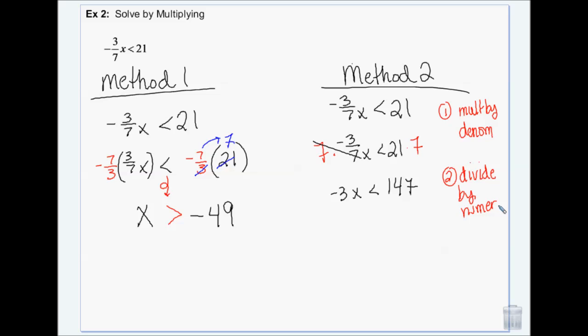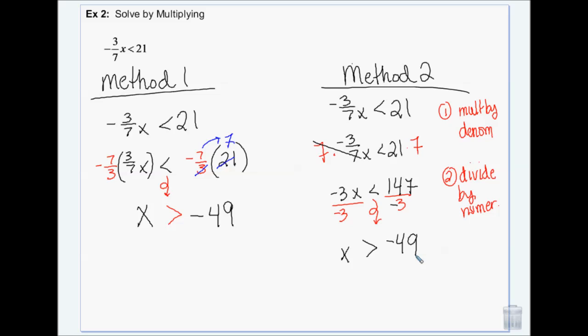And then I'm going to divide by my numerator. So I'm going to divide both sides by -3. And again, I'm dividing by a negative. So I'm going to flip my inequality. And I'm going to get x is greater than -49.